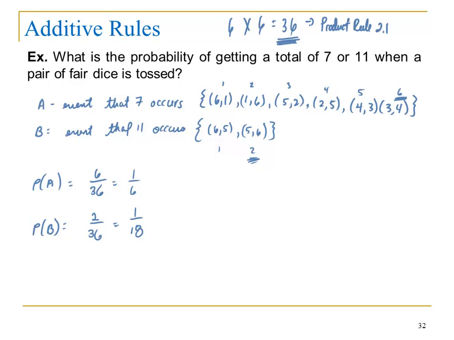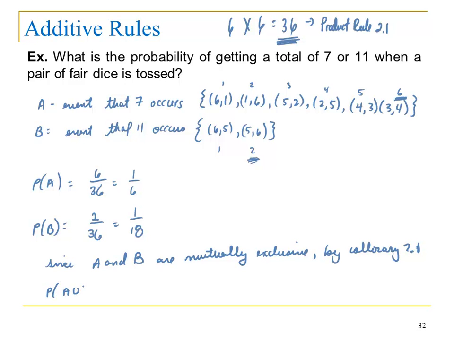So we learned something a few minutes ago. Since A and B are mutually exclusive, by corollary 2.1, we know that the probability of A union B is equal to the probability of A plus the probability of B. In this case, that is 1/6 plus 1/18, which is 4 over 18, equals 2 over 9.